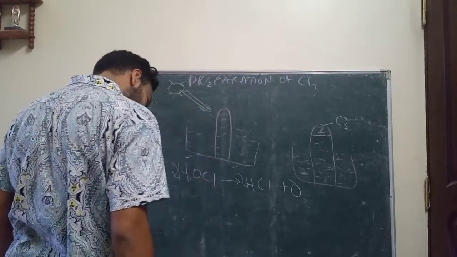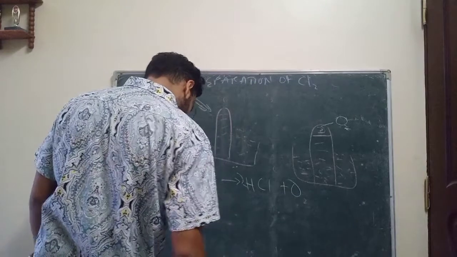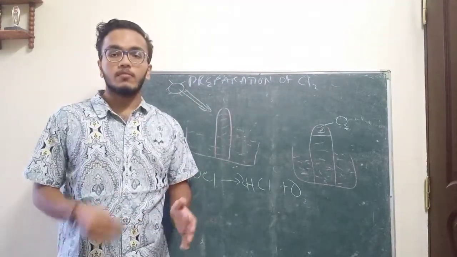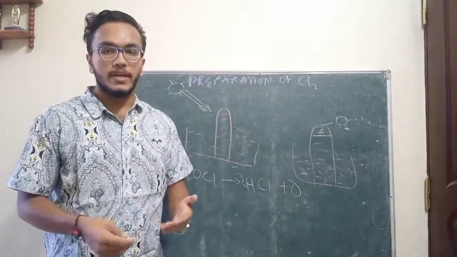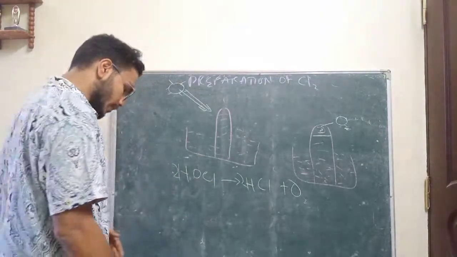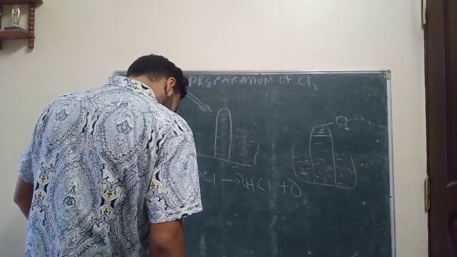Reaction with metals. A halogen reacts with a metal to form a metal chloride or a metal bromide. So zinc reacts with chlorine to form zinc chloride. Magnesium reacts with chlorine to form magnesium chloride.